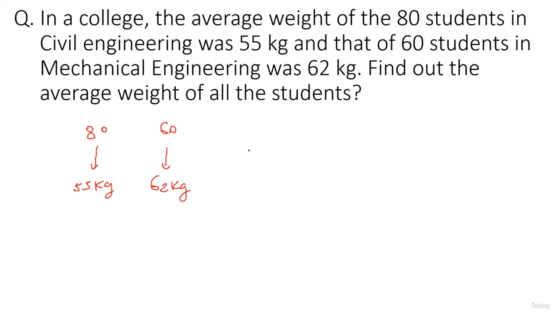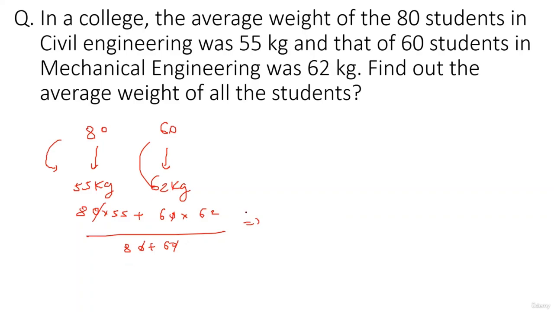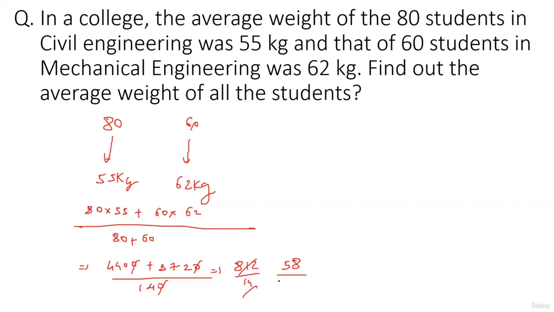You can apply the formula for weighted average. 80 into 55 plus 60 into 62, divided by 80 plus 60. Now, if you observe carefully, you can simply cancel out a 0 everywhere. So 8 fives are 40, 8 fives are 40, so 440, plus 6 twos are 12, 6 sixes are 36, so 372. Divide by 8 plus 6, which is 14. And this comes out to be 812 divided by 14, right? So after that, 14 fives are 70, and 14 eights are 112. So the average is 58. The combined average is 58.